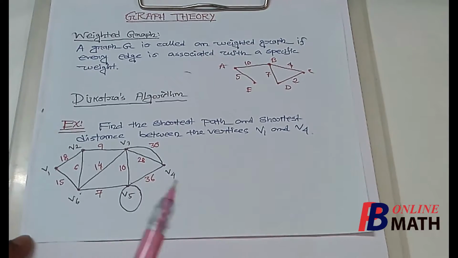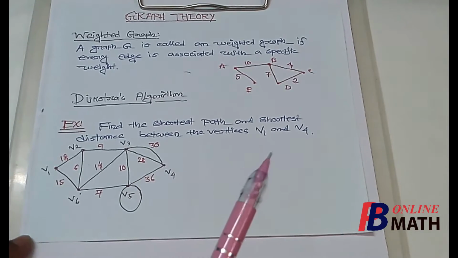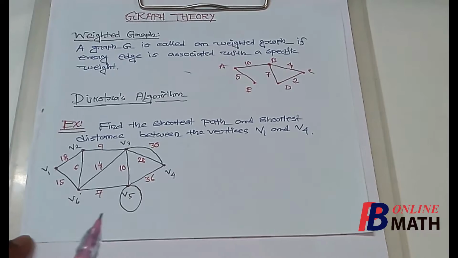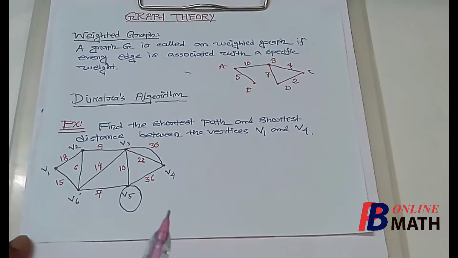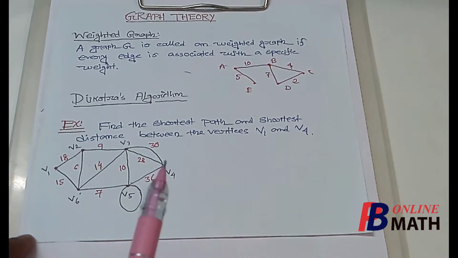We consider this example: find the shortest path and shortest distance between the vertices V1 and V4, where this is the given graph. We find that there are several paths from V1 to V4, out of which we shall find the path which is the minimum in length, and we shall use Dijkstra's algorithm to find the shortest path. Now from this graph we find that it contains a self loop and also parallel edges. So first of all we have to remove the self loop and parallel edges.